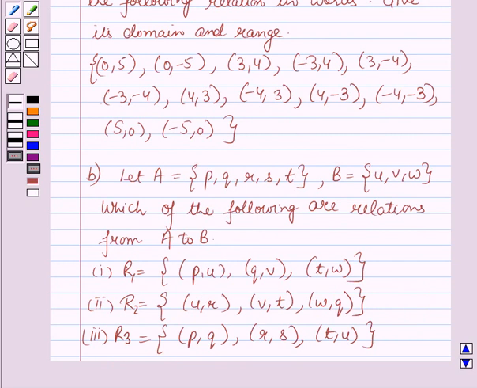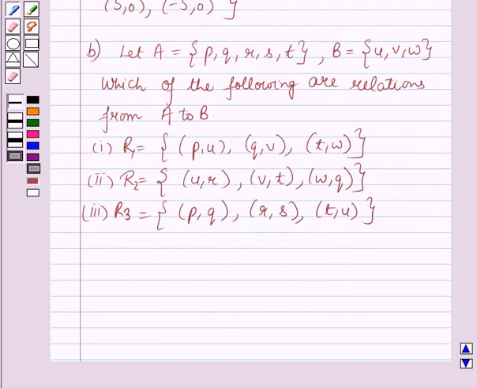And B part is, let A be a set containing the elements P, Q, R, S and T, and B is a set containing the elements U, V and W. Which of the following are relations from A to B? First part, R1 is a set containing the ordered pairs (P, U), (Q, V) and (T, W). R2 is a set containing the ordered pairs (U, R), (V, T) and (W, Q). R3 is a set containing the ordered pairs (P, Q), (R, S) and (T, U).